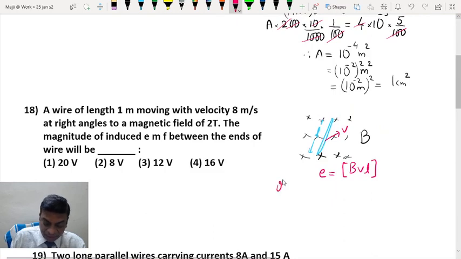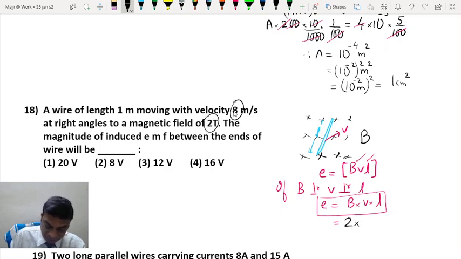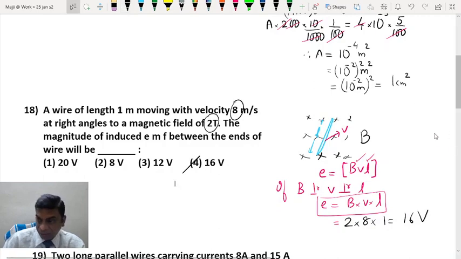If they are at right angles to each other, if B is perpendicular to V, which is also perpendicular to L, then the scalar triple product will be simply equal to the product of their values. So in this situation, you can apply this formula. B is how much? The magnetic field is 2 Tesla, the speed is 8 meters per second and the length is 1. So 16 volt is the answer. Then moving on to the next question.